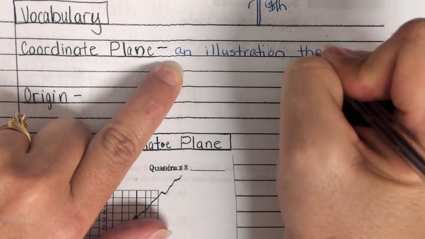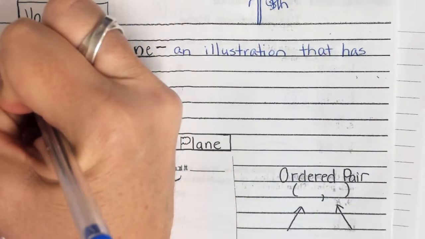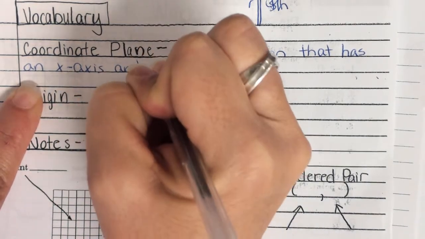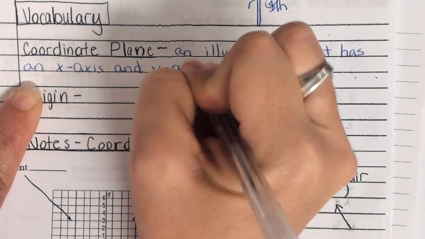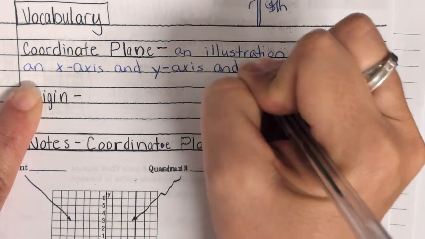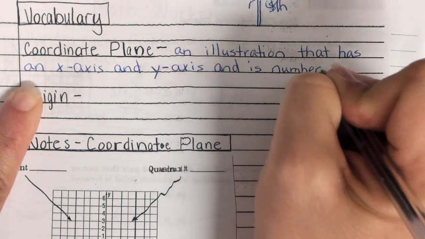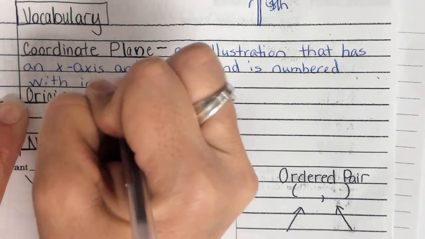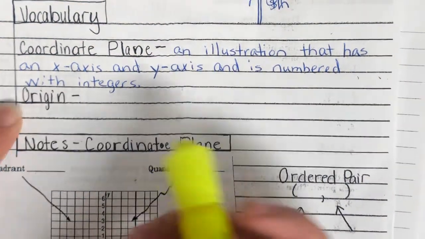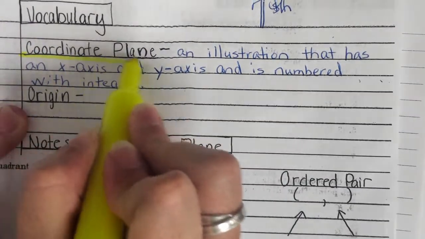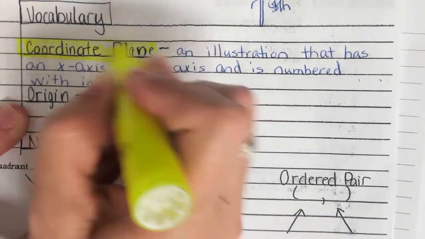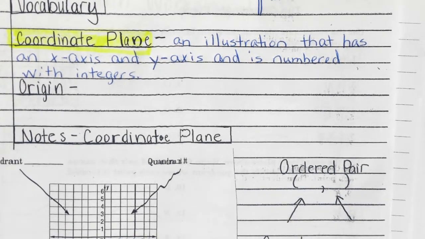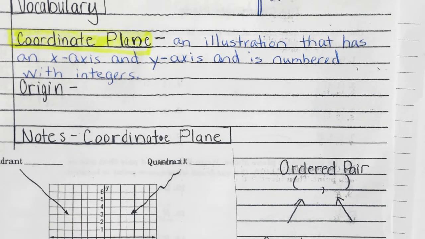that has an x-axis and y-axis and is numbered with integers. Now, I will say it's numbered with numbers, okay? Some of the numbers are positive numbers, some of the numbers are negative numbers. Matters which way you're going, okay? But it is a flat surface. It's just a flat surface for right now. And it's got the x going across, the y up and down.